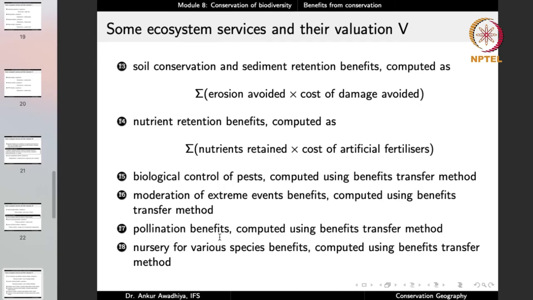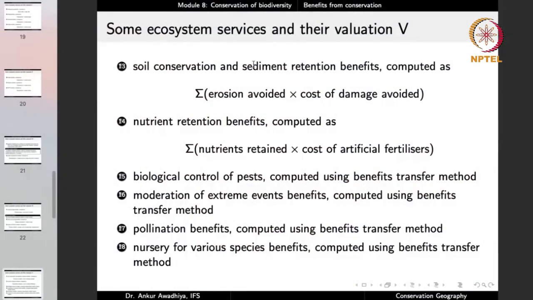We can look at the soil conservation and sediment retention benefits, because the forests prevent soil erosion, they conserve soil and they retain the sediments. So in this case, we can compute it as the sum of the amount of erosion that is avoided because of the presence of forest multiplied by the cost of damage that is being avoided. Now this cost of damage can be computed by, say, the reduced life of dams. If the dams get silted, then their life reduces. Or the cost of dredging of these dams and different waterways. These are all different costs that are being avoided by the presence of the forest and the wetlands. So this is one way in which we can compute the soil conservation and sediment retention benefits.